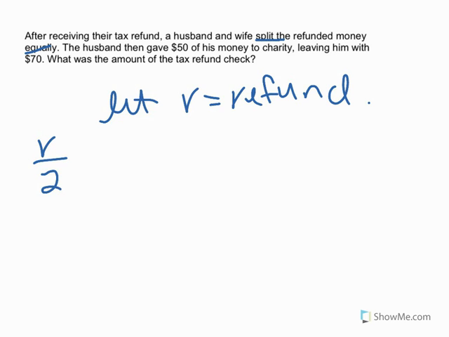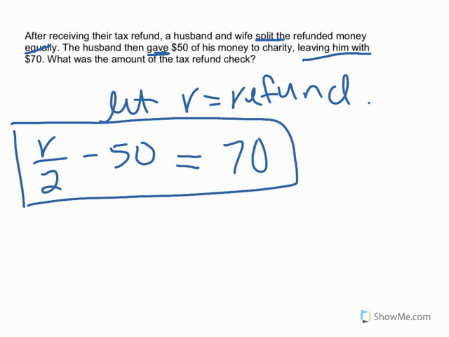The husband then gave $50 of his money to charity. So when you give $50 away from what you have, that's a subtraction. He was left with, and that's a keyword for equal sign, $70. So that's the equation. I'll let you solve that on your own. Just for your own information, when you're finished, you should have gotten that the refund was $240. Solve that equation to make sure you can get that refund. Ask in class if you have trouble.